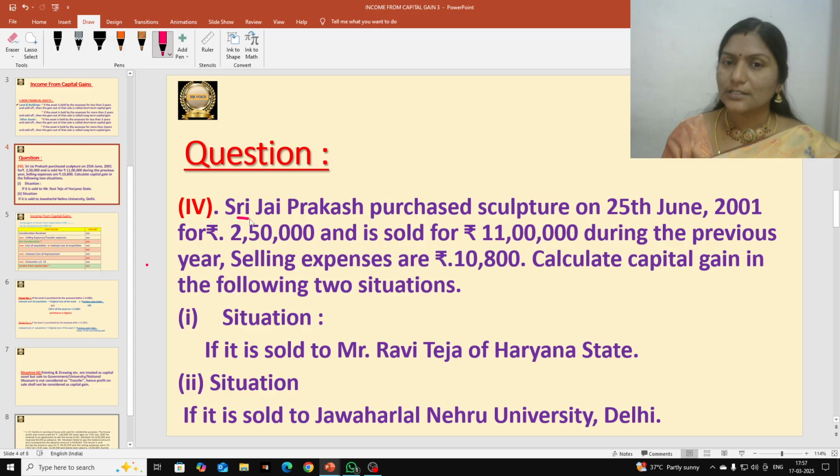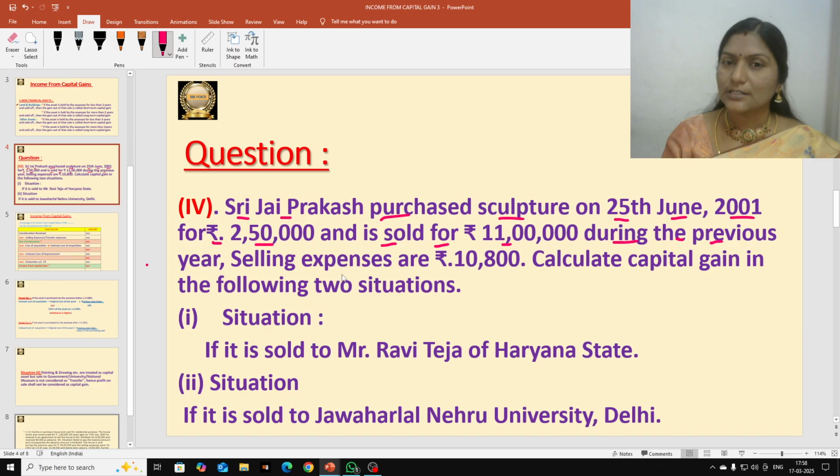Sri Jayaprakash purchased a sculpture. Sculpture is also treated as a capital asset. He purchased it on 25th June 2001 for rupees 2,50,000. So 2,50,000 is the original cost of the asset, and he is selling that asset for 11 lakhs. Selling price is 11 lakhs, that is the consideration received, and he is selling it during the previous year.